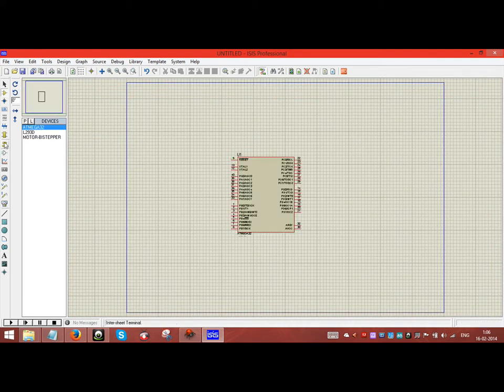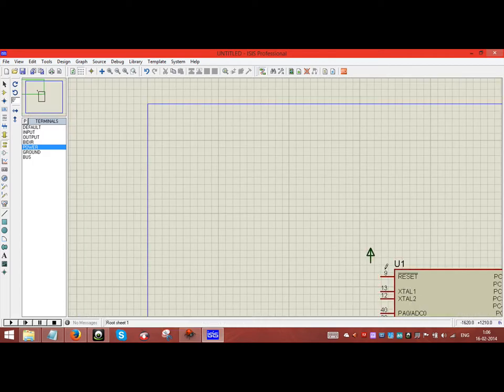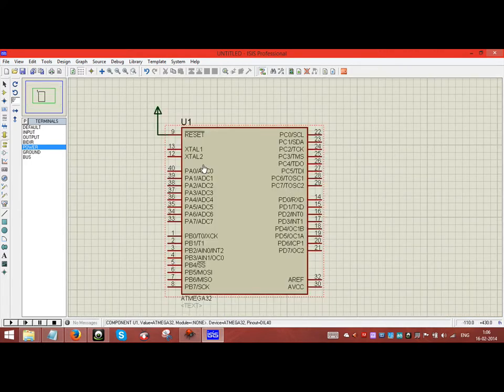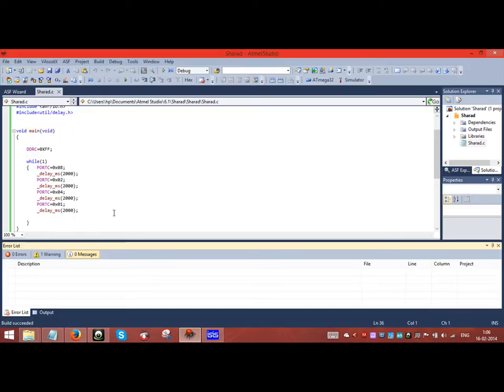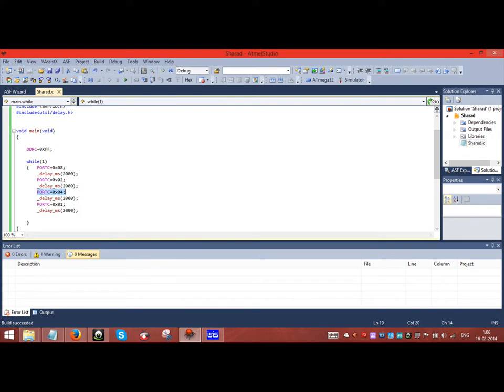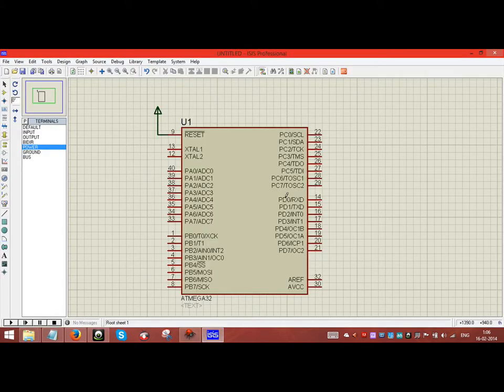At the ATmega32, I'll make sure the power is given to the reset pin. From the program, the motor is connected to port C.